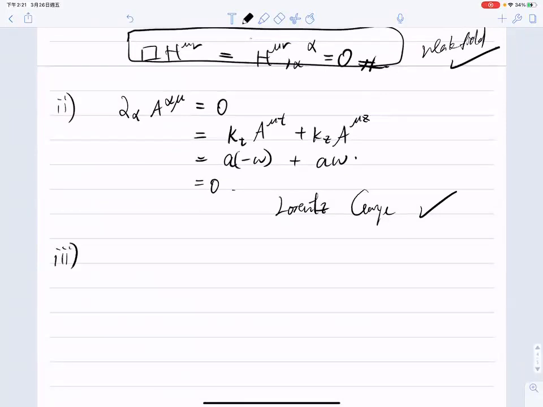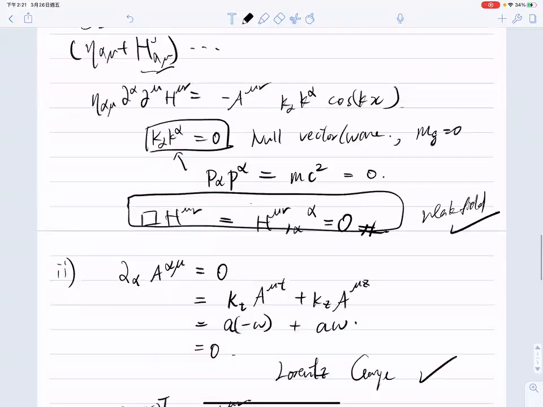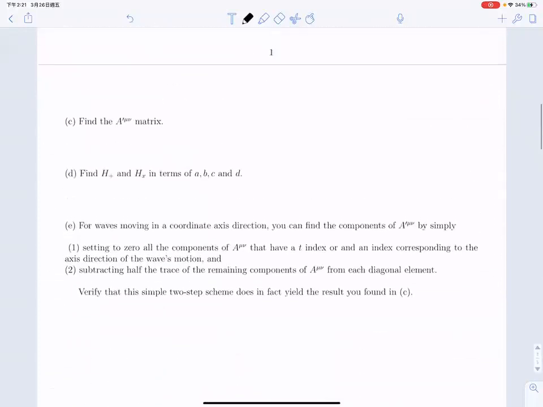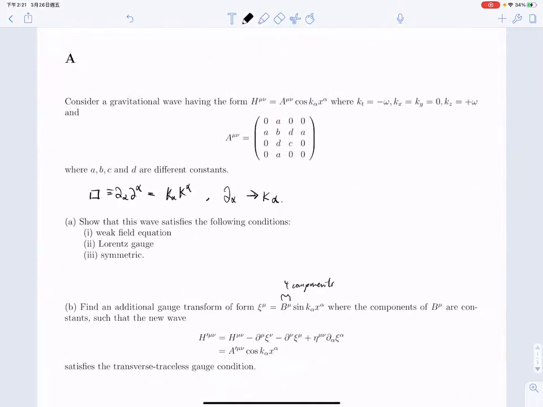And part 3 is very easy. It is whether the metric g mu nu is symmetric. So you can test it: the transpose is equal to itself. After that, do you have any question about part A? Please ask now.